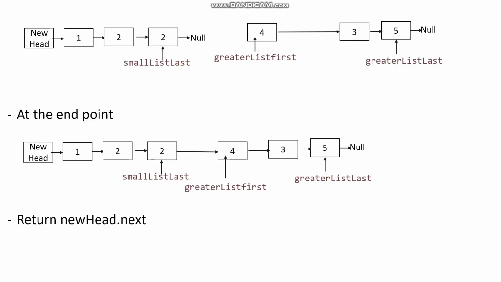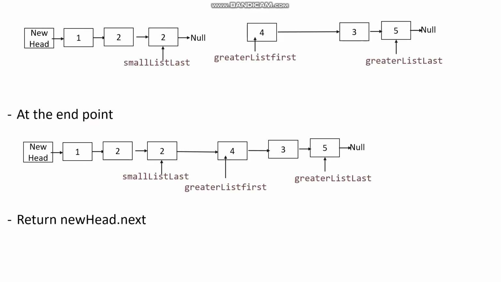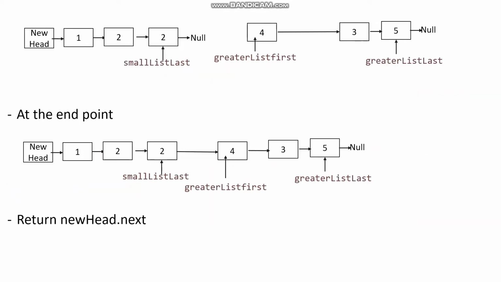In the next step, earlier our pointer was at 2, so we will compare it with the 3. Here, as we can see, 2 is less than 3, so it is going to be in our smaller list. So our smaller list last, that was earlier here, its next will point to this node. So our smaller list last next pointed here, and smaller list last became the new node, and we pointed null in the last node.